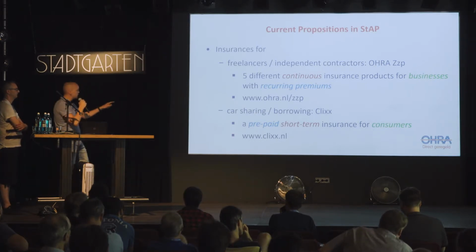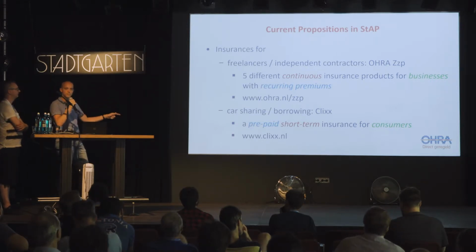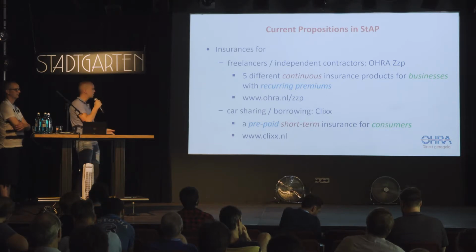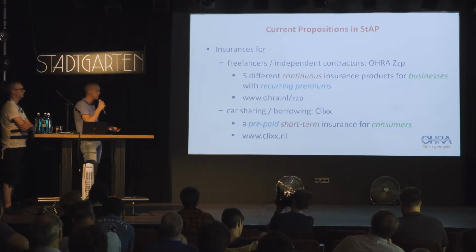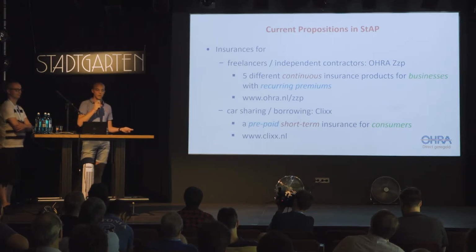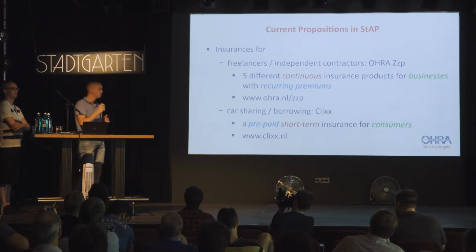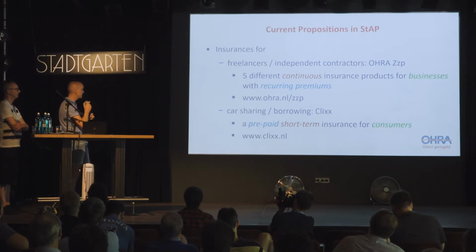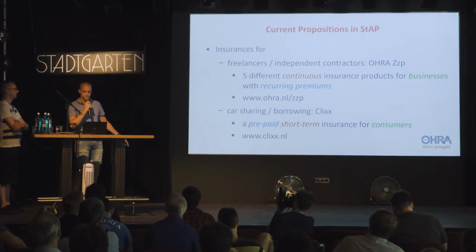And our second proposition is Clicks, which is really interesting. It's an insurance product for if you lend or borrow somebody else's car. A lot of people think that when you borrow somebody else's car, everything is already being taken care of because of the insurance product of the car owner. But this isn't the case.